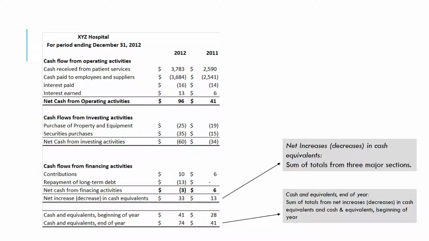Here is an example of a cash flow statement. As you can see, we have our cash flow from operating activities right here. We have cash from patient services. We have cash paid to employees and suppliers of $36.84. We paid interest, so we had a cash outflow of interest, and we also earned interest, so we had cash coming in of $13, getting us to a net cash from operating activities of $96.